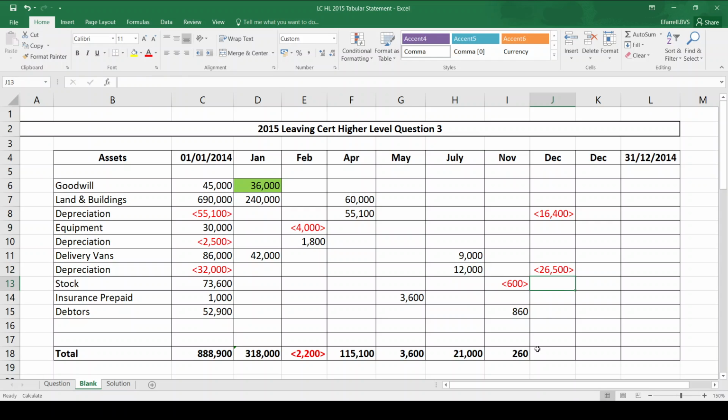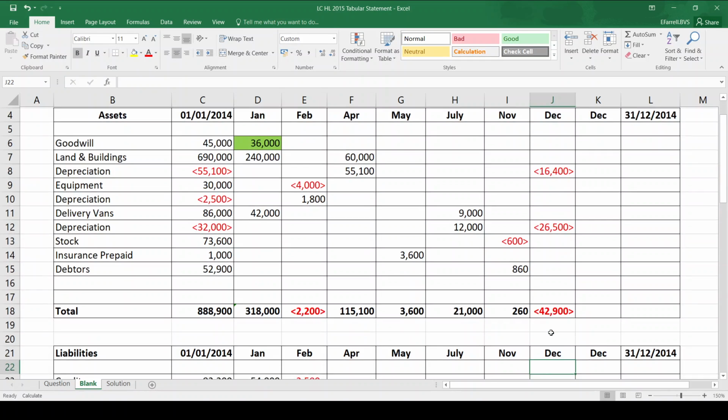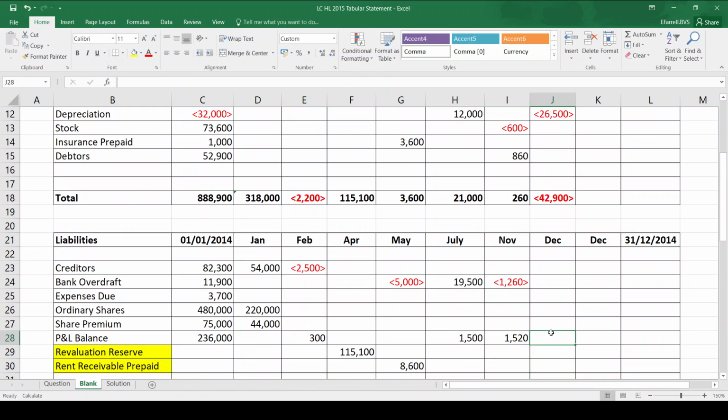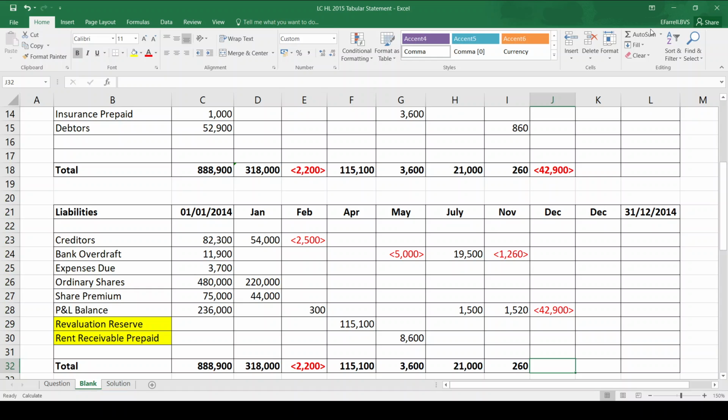And as we know, depreciation is an expense. So I can just total these. So my total depreciation is 42,900. So my profit and loss balance below is going to go down by 42,900 because depreciation is an expense, which is going to reduce my profit.